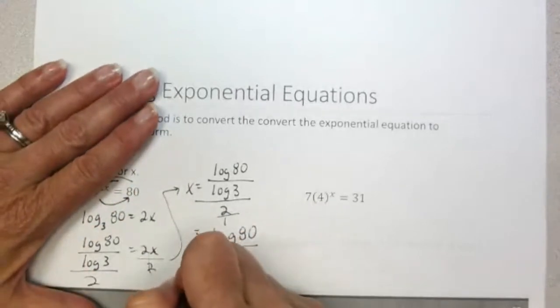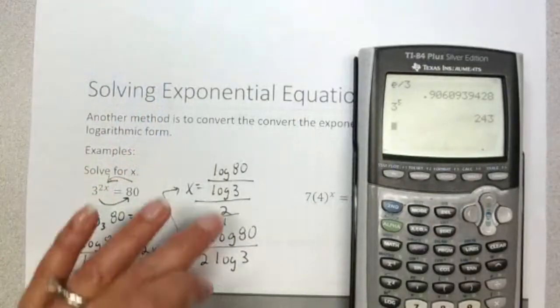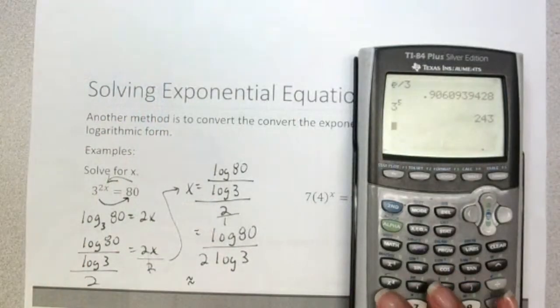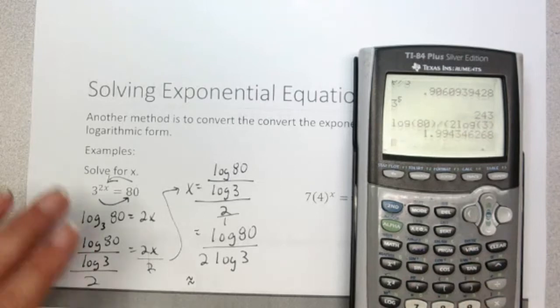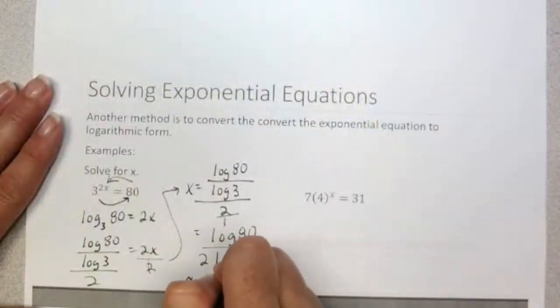And if I want to approximate that, I can stick that in my calculator, either way. All right, let's see what that is. Common log of 80 divided by 2 times the common log of 3. And my answer is 1.9943, approximately.